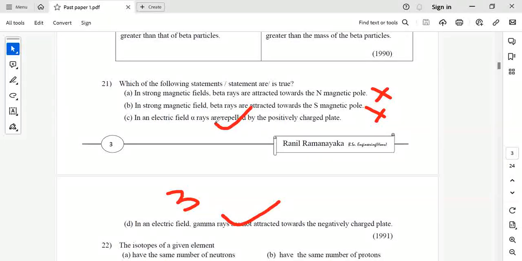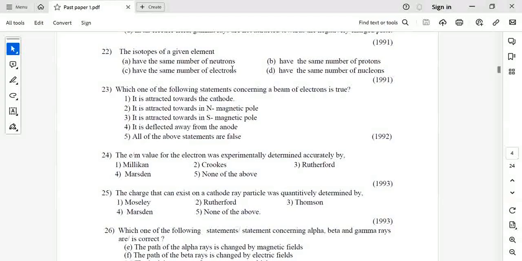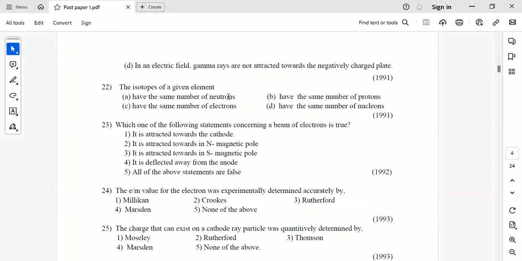If anything matters, please ask. Then after that, 22. The isotopes of a given element. So the isotopes have the same number of neutrons. That is wrong. They have equal proton number and different nucleon number. That means the change in neutrons is the difference between isotopes.